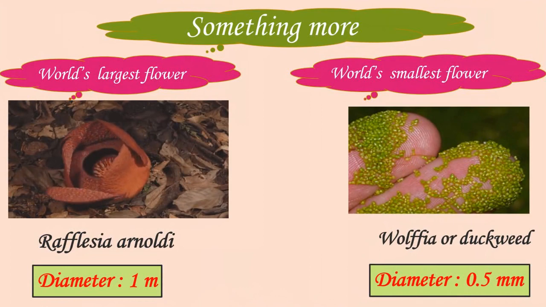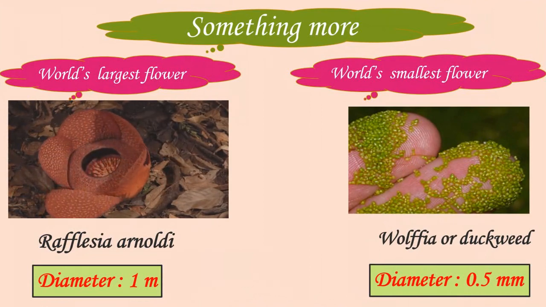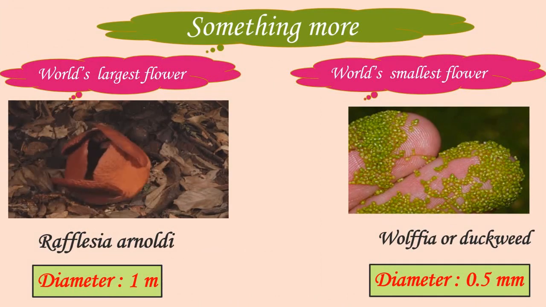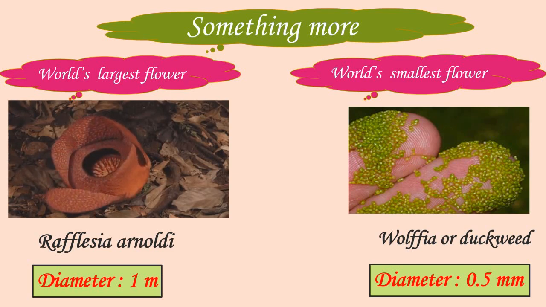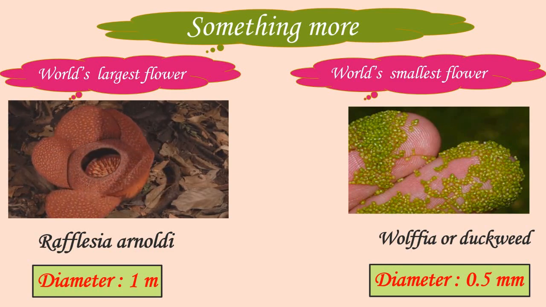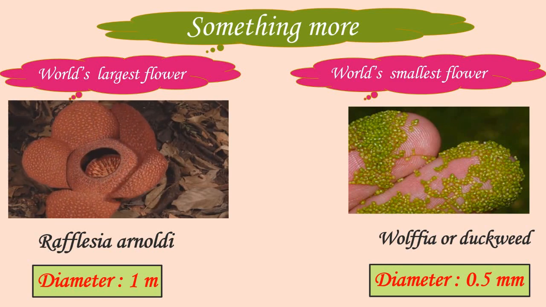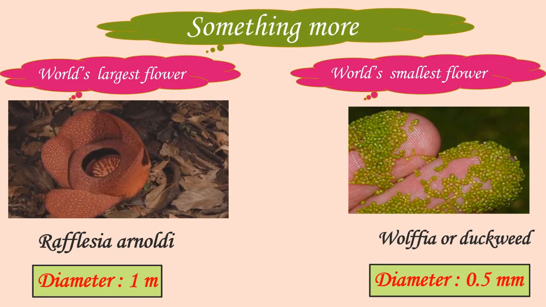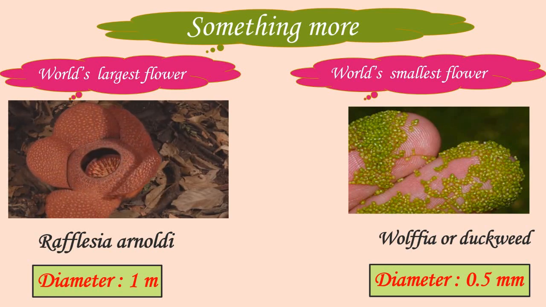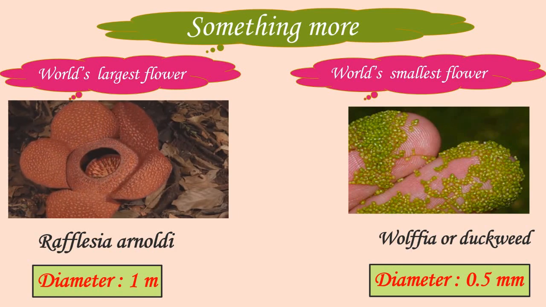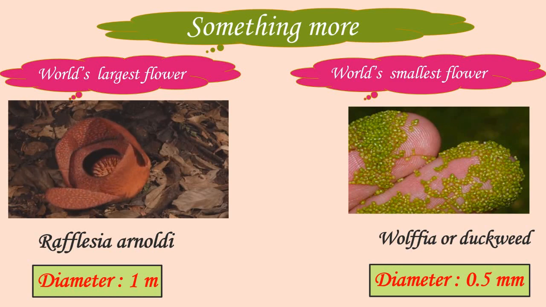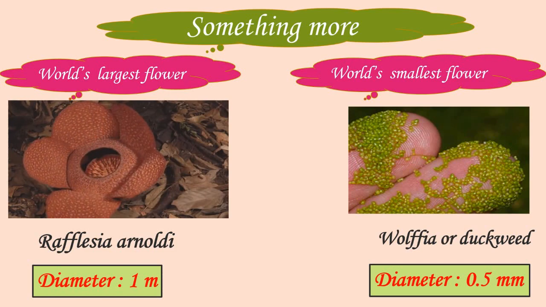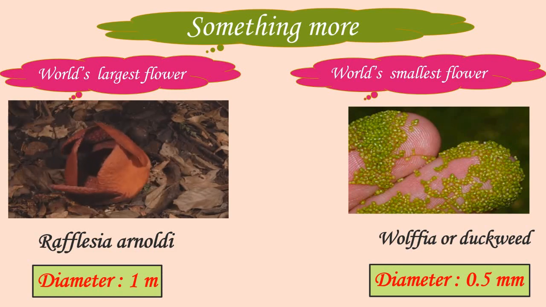Students, here is an interesting information for you. We all know that there is tremendous variety in plants. Here in the first picture, you can see world's largest flower, Rafflesia arnoldi, which is found in Indonesia. Its diameter is about 1 meter. And here is world's smallest flower, Wolffia, which is also called duckweed, in the second picture. Its diameter is as small as 0.5 millimeter.